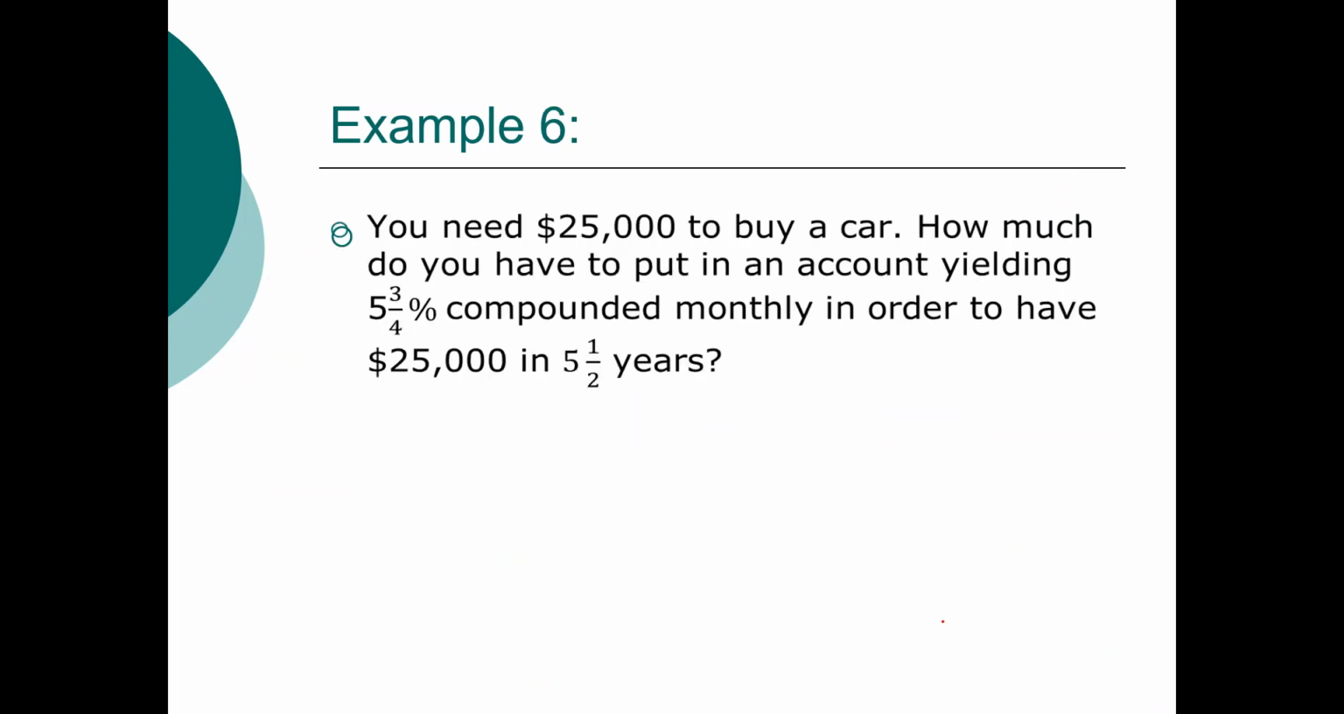Example 6, you need $25,000 to buy a car. So now you are given the ending balance, right? This 25,000 should be the ending balance A, because that's probably in the near future. How much do you have to put in an account yielding 3/4% compounding monthly in order to have 25,000 in 5.5 years? So now you are looking for the initial investment, right? How much money you have to invest in this account to get $25,000 in 5.5 years.